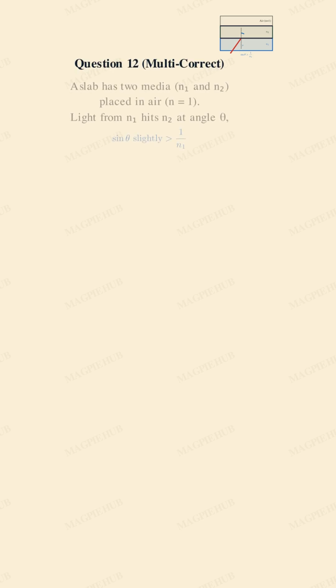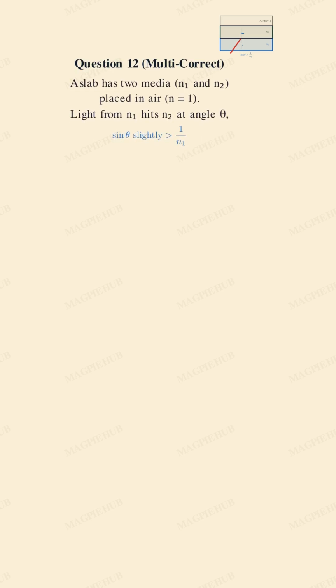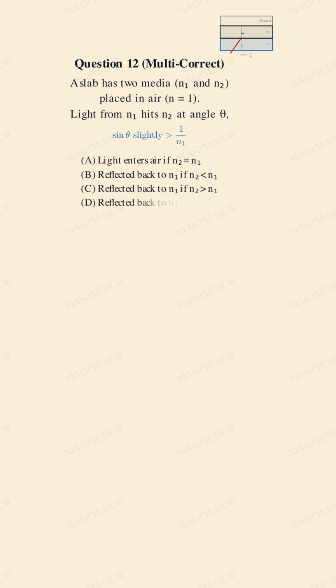Option A, the light ray enters air if N2 equals N1. Option B, the light is finally reflected back into N1 if N2 is less than N1. Option C, the light is finally reflected back into N1 if N2 is greater than N1. Option D, the light is finally reflected back into N1 if N2 equals 1.